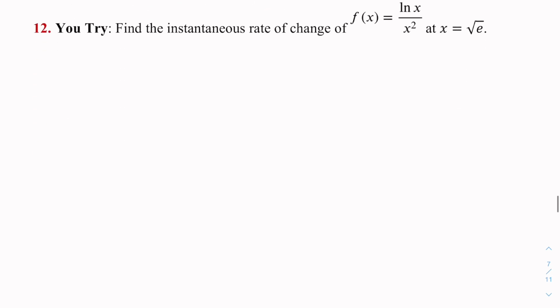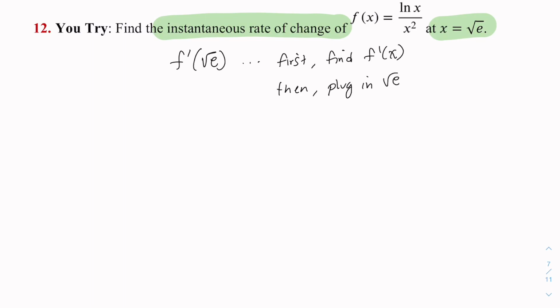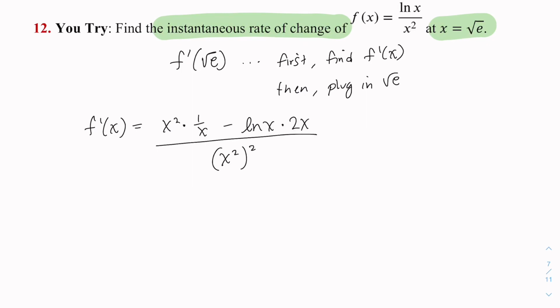All right, you try this problem. So pause the video, figure out what rule you'll need to apply, and what two steps you'll need to do to find the instantaneous rate of change at x equals radical e. So these are going to be our steps. Let's simplify. And finally, let's plug in.